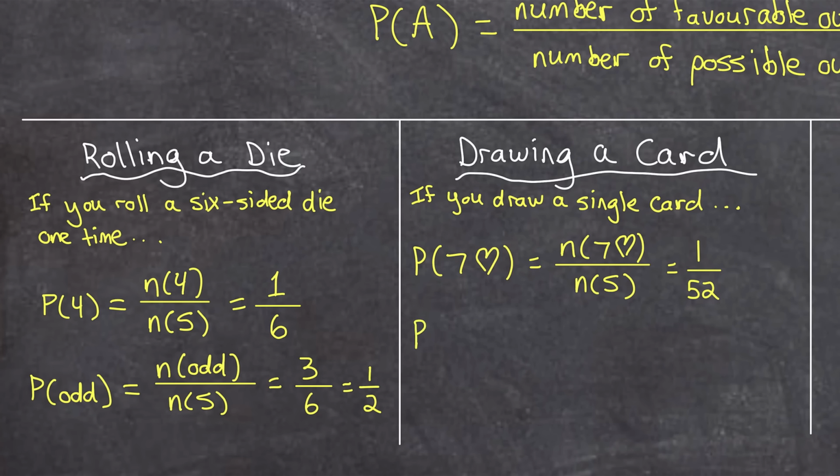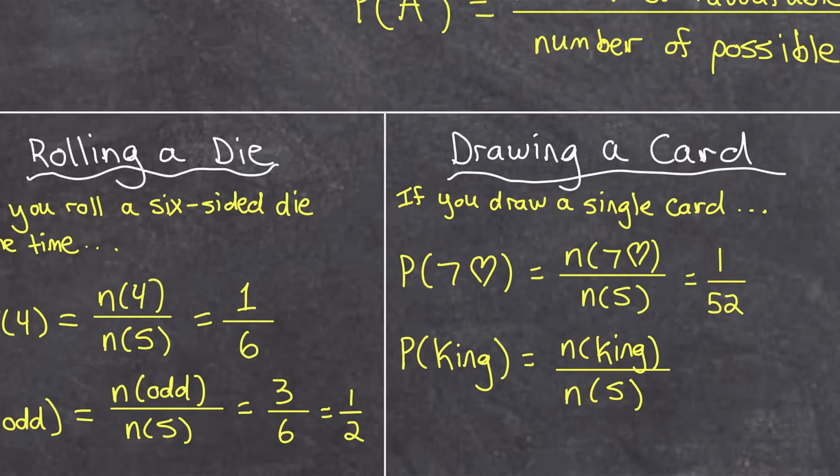What about calculating the probability that the single card you draw is a king? We would have to do the number of kings that are in a deck of cards and divide that by the total number of elements in our sample space, the total number of cards in the deck of cards. Well, in the deck of cards, there are 4 kings, 1 for each of the 4 suits. And the total number of possible outcomes, there's still 52 total cards. 4 out of 52 could reduce to 1 out of 13.